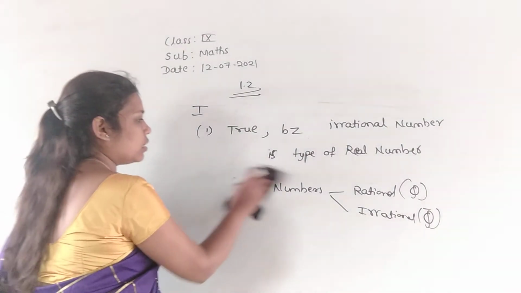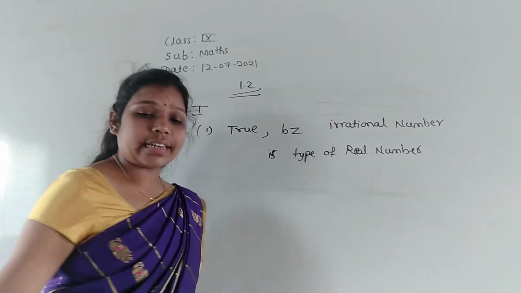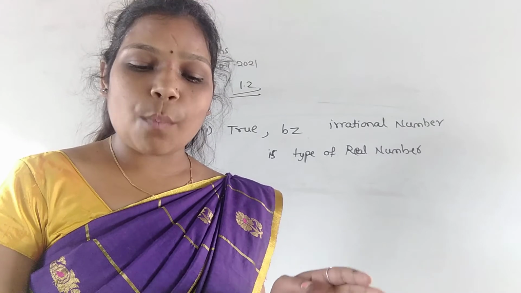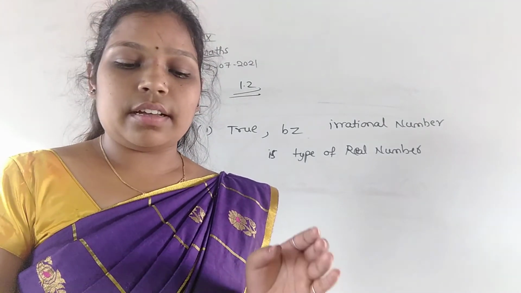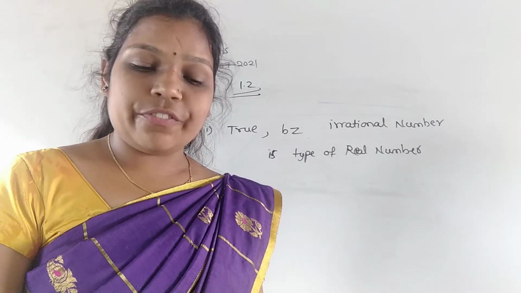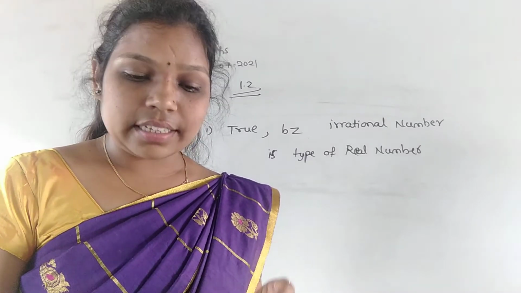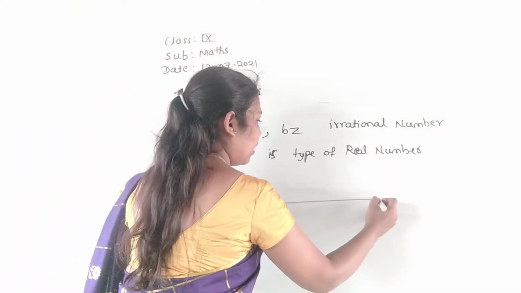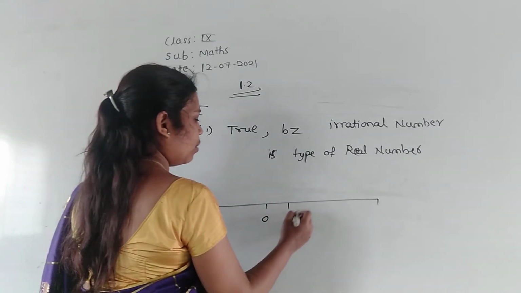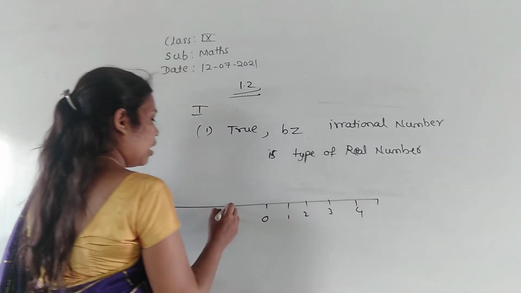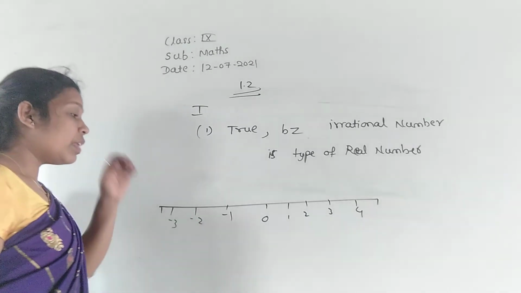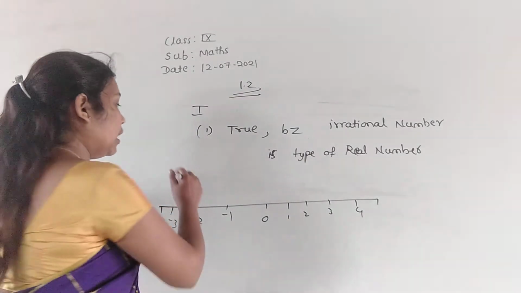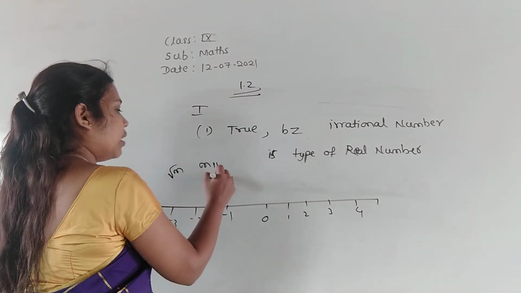Okay. So next, what is the second statement they have given here? Every point on the number line is of the form root m, where m is a natural number. Every point on a number line is of the form root m, they told here. See here, this will be the number line. Agree everyone? This will be the number line: 1, 2, 3 and this 4, and -1, -2, -3. They are telling every point on the number line is of the form root m, where m is a natural number.